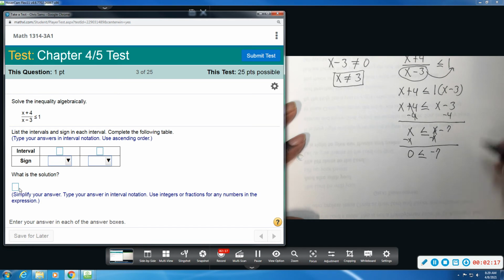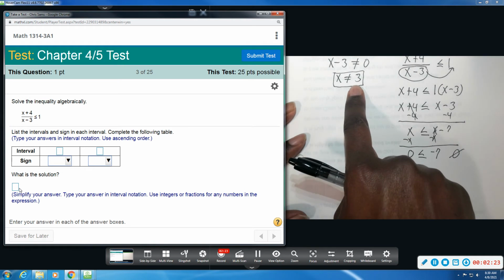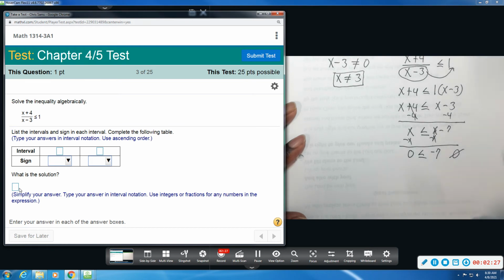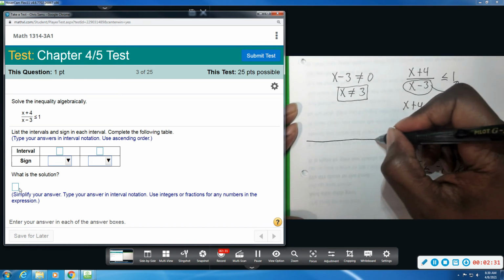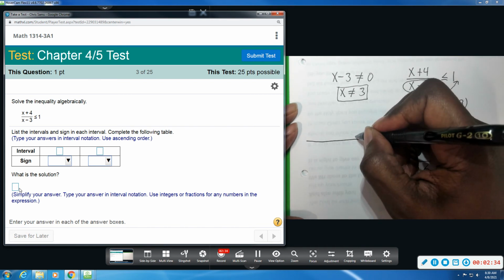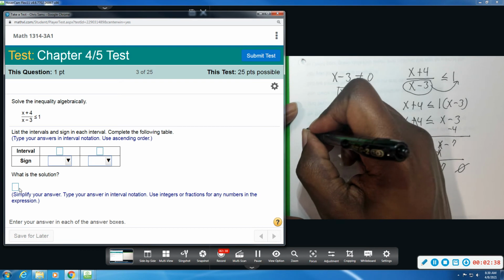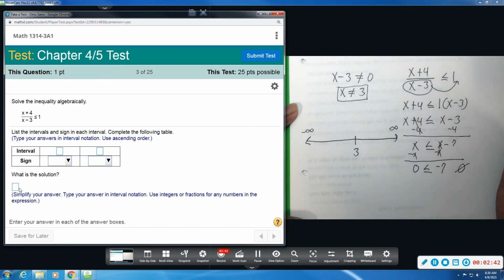There's no critical value, so nothing that we can use here. So we only have one critical value. That would be x equals 3, or rather, x cannot equal 3. And so on our number line, we will have one critical value. That will be 3. And then we have the left side of 3 to negative infinity. And we have the right side to positive infinity.